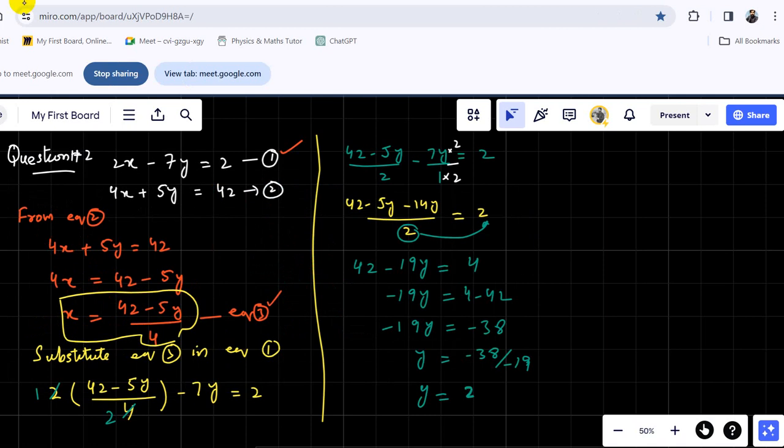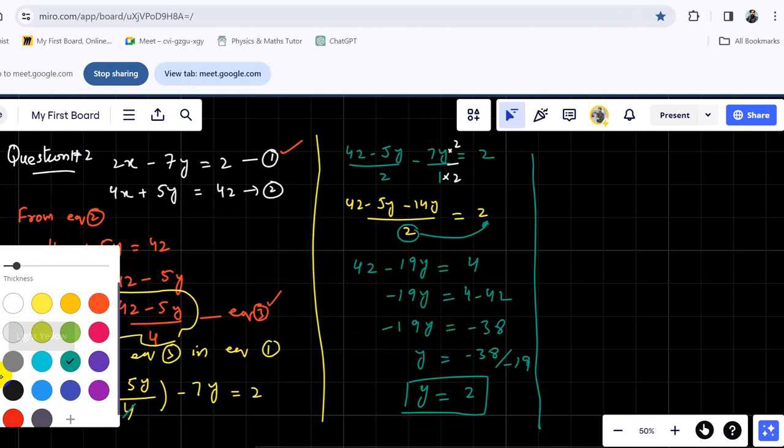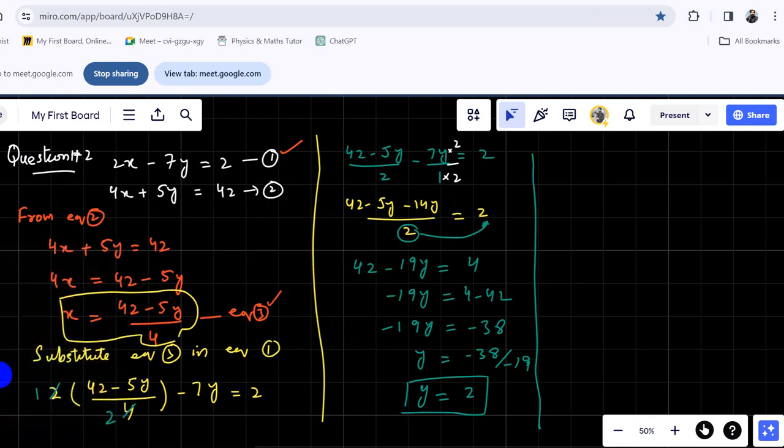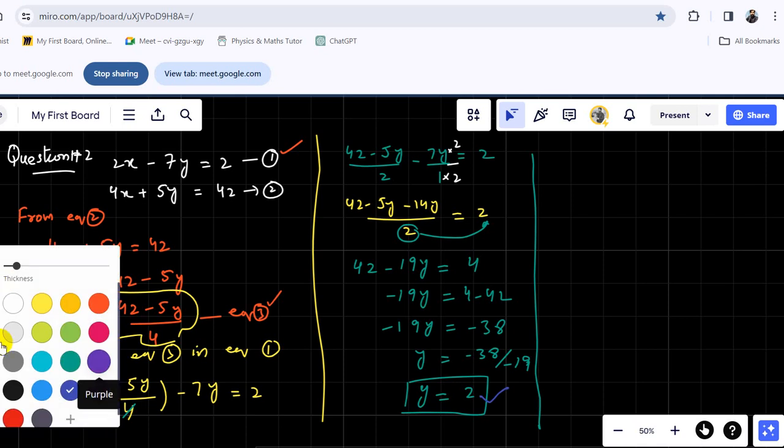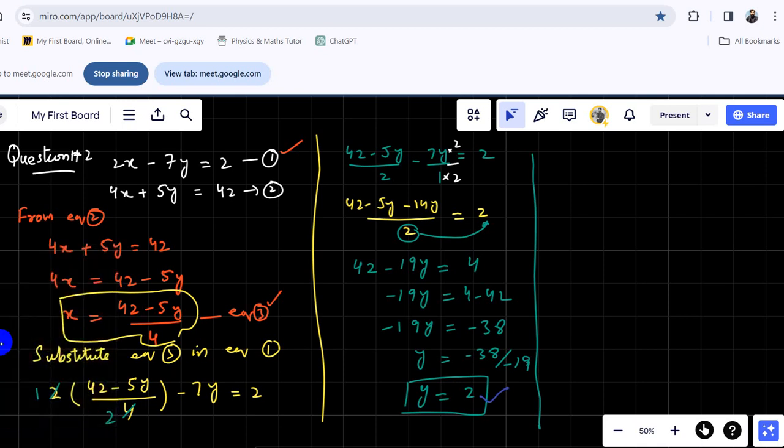y equals 2. So the value of x is here. Sorry, we got only y here. We need to find x. For x, we need to put this value, y equals 2, in any of the equations. So I am putting y equals 2 in equation 3.